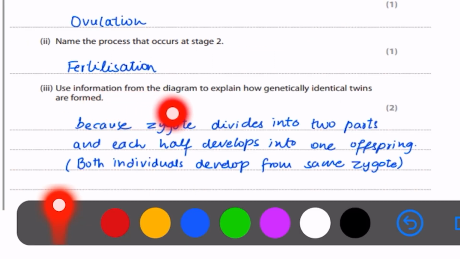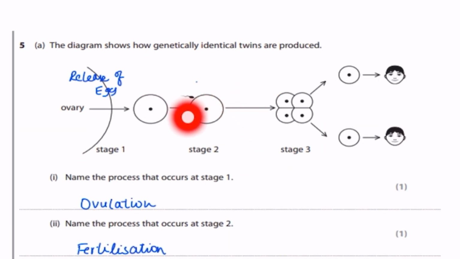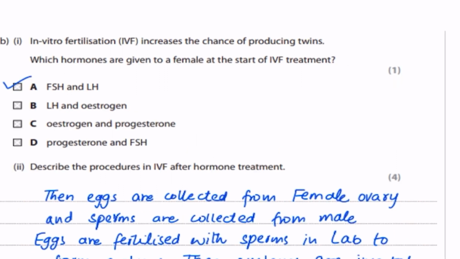Use information from the diagram to explain how genetically identical twins are formed. You can see here that only one zygote is formed, leading to monozygotic twins. Here the embryo is dividing, the same embryo is dividing and giving rise to two individuals. Because the zygote divides into two parts and each half develops into one offspring, both individuals develop from the same zygote.